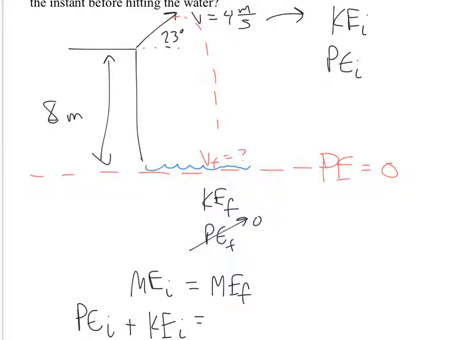The energy at the end of the problem is only kinetic energy. Again, at the end there's no potential. Why is there no potential at the end of this problem? Because yeah, there's no more height available. He's at ground level, which we call the water surface. Okay, so you could put plus PEf, right? And then just put an arrow saying it goes to 0.